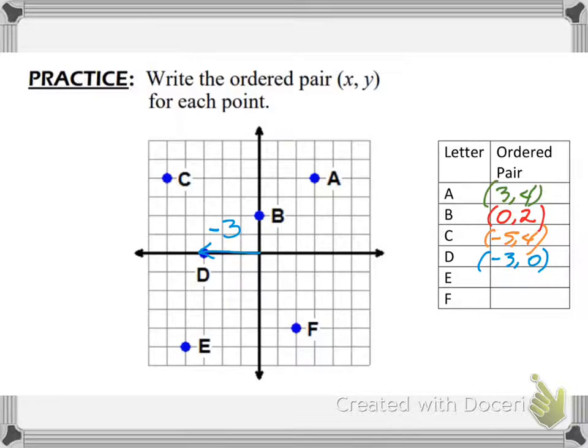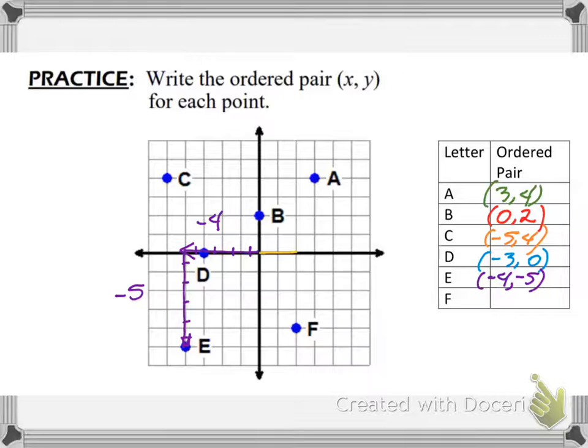How about E? Well, to get to E, I need to move 4 units to the left, 1, 2, 3, 4, and then I move down 1, 2, 3, 4, 5. So that means that E is -4, -5. All right, let's see if we can do one last problem.